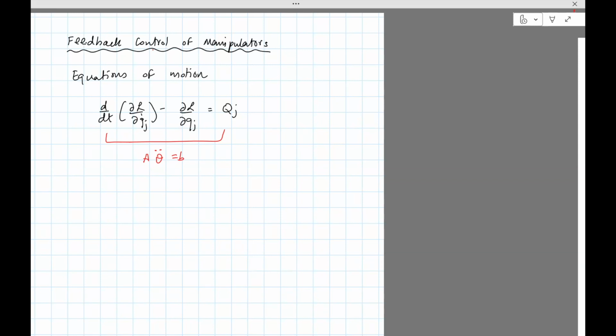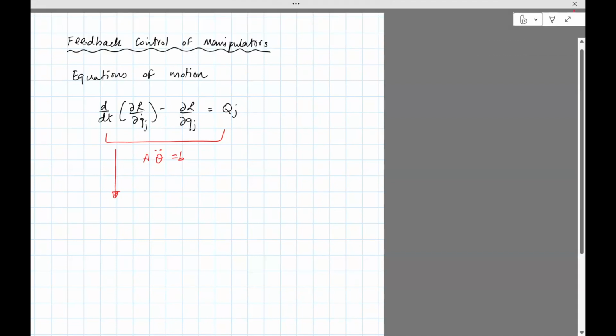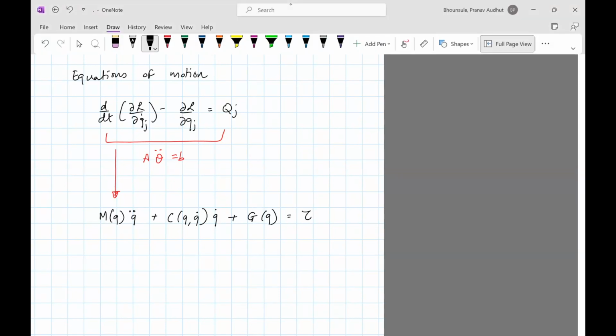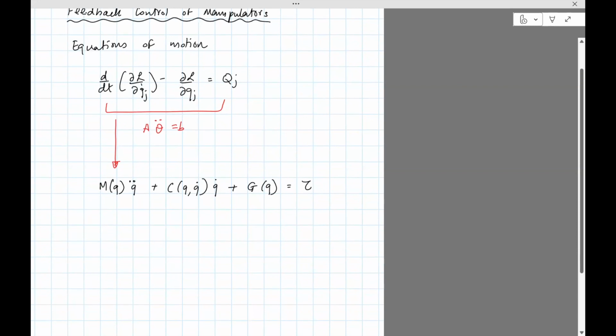Right? It turns out that these equations actually can be written another way, which is better for interpretation. These equations are written as M(q) q double dot plus C(q, q dot) q dot plus G(q) equals tau. Okay, so what are these various terms? This M is known as the mass matrix.